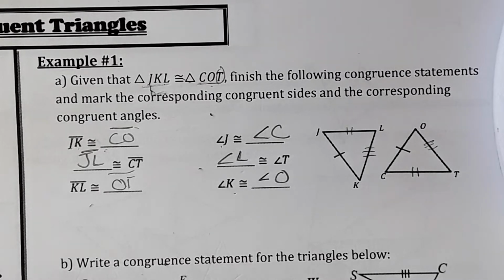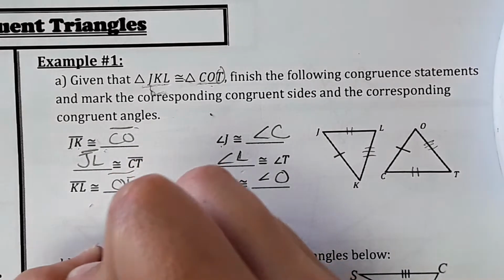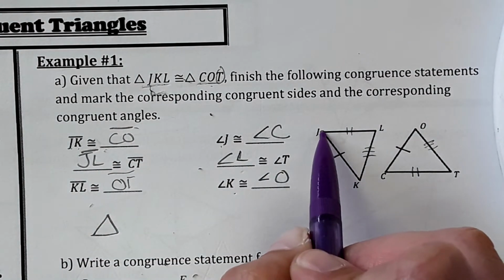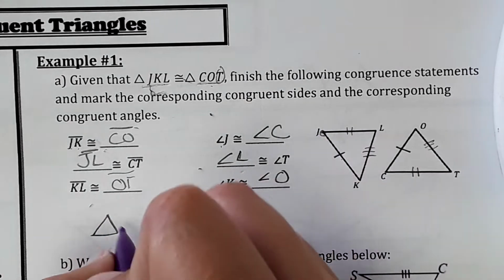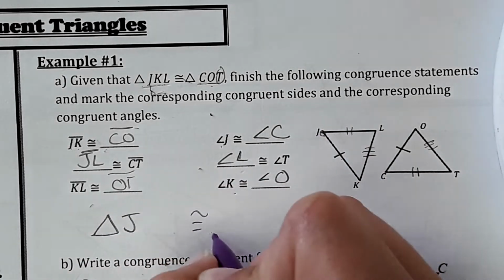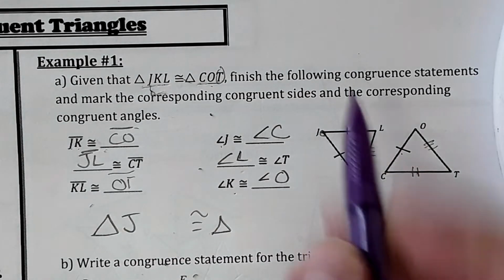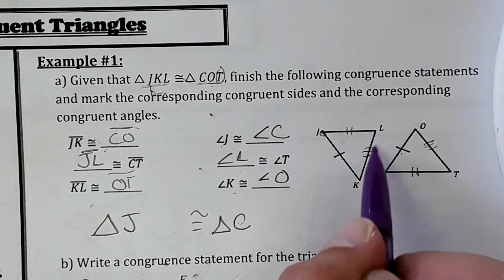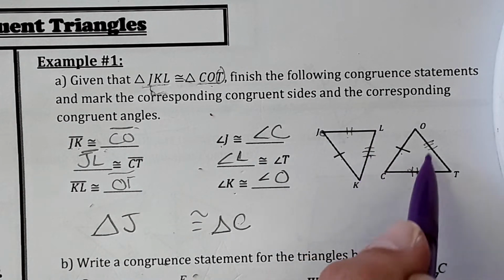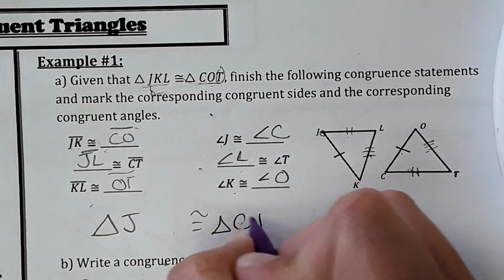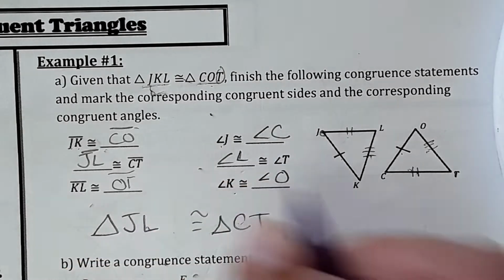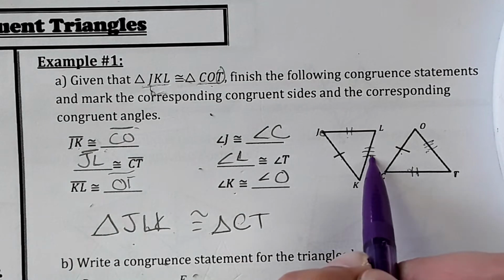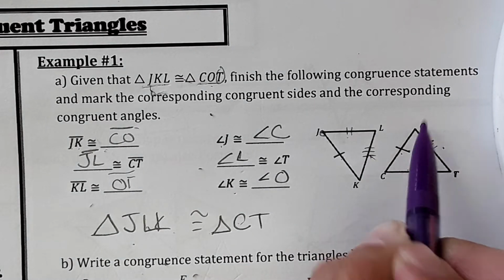So if I wanted to write this as a congruent statement, I would just have to make sure everything's in the same order. So if I wanted to start here with J in between the 1 and the 2, then I would have to start with the triangle in between the 1 and 2, which would be C. And then L is between the 2 dashes and the 3, so in between 2 and 3 would be T. And then last but not least, K, which is in between 1 and 3 dashes, so in between 1 and 3 dashes would be O.